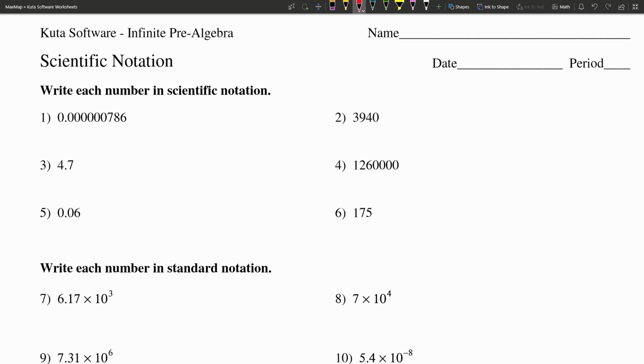Our directions for numbers 1 through 6 are to write each number in scientific notation. Now remember, scientific notation is just a way to concisely write a number according to different powers of 10. So let's dive into number 1.